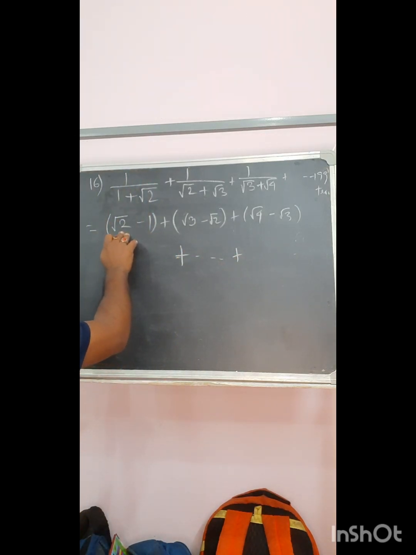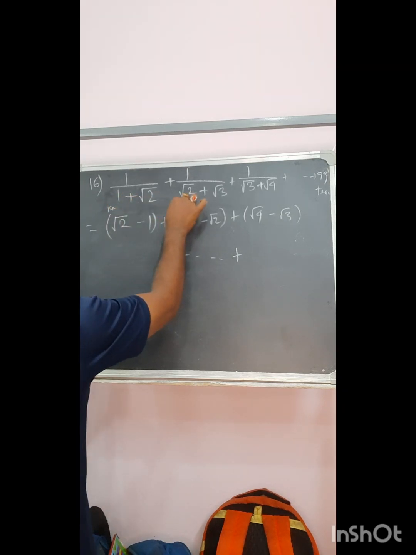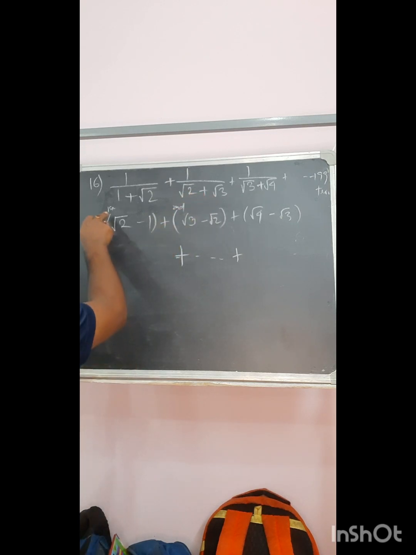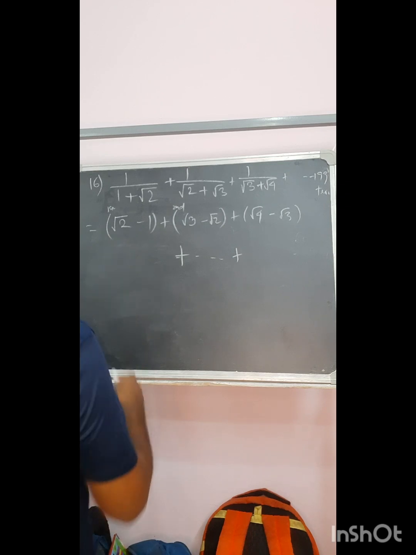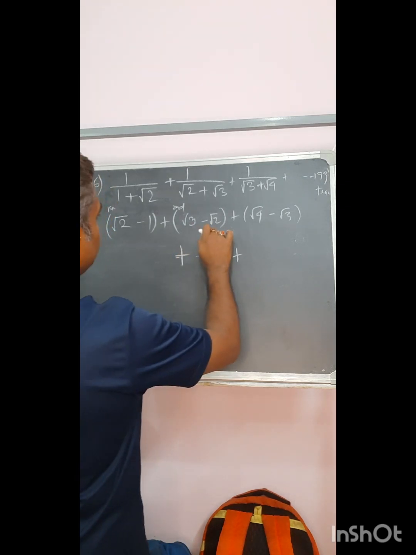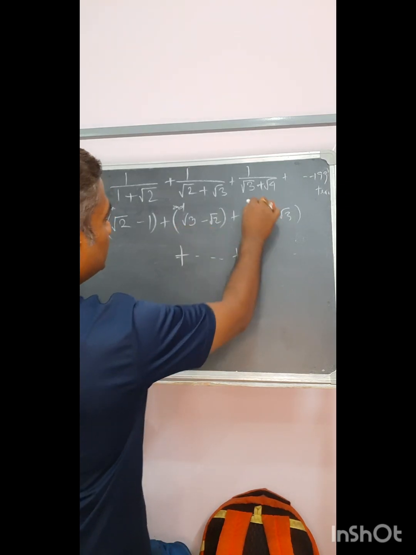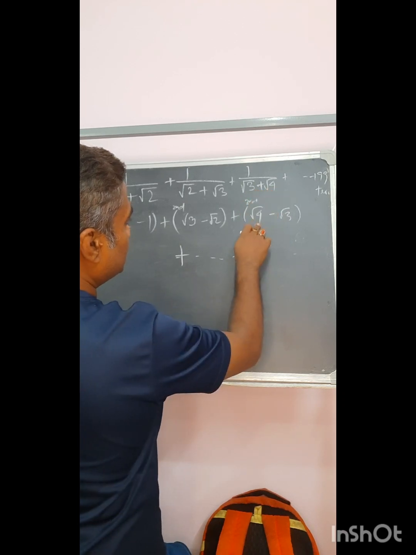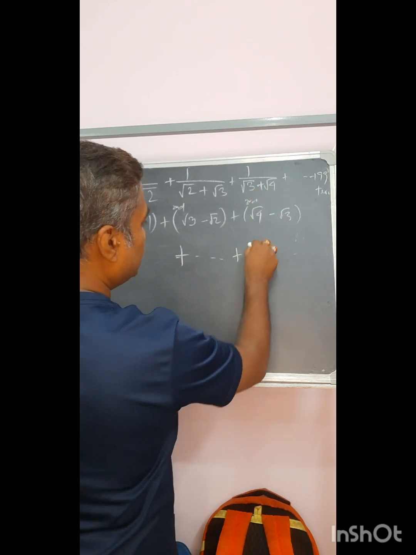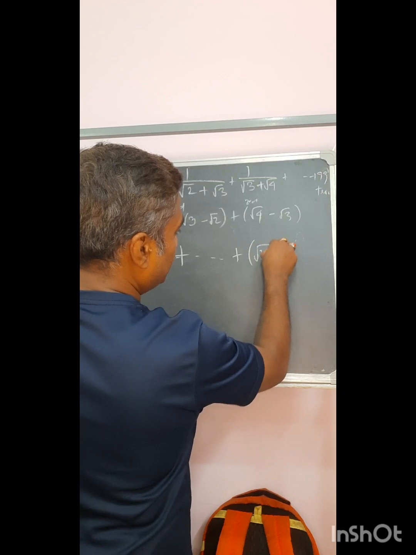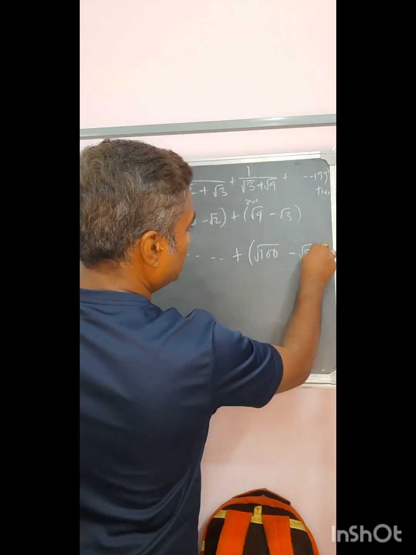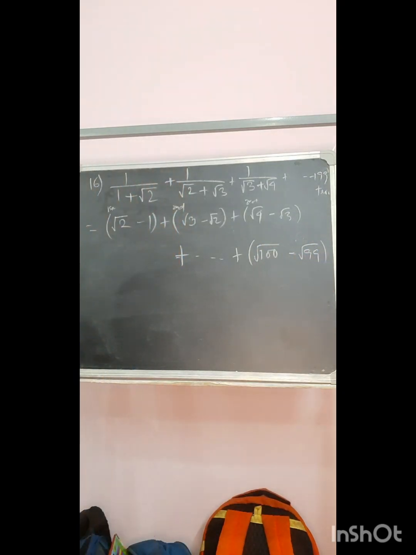What do we find? The first term I'm getting is root 2. That means if it is the first term, if it is the second term, accordingly I get the first term is 1 higher, and the second term also 1 higher. If it is the third term, I'm getting 1 higher. In the 99th term I will get root 100 minus root 99, isn't it? From the similarity I can get it.